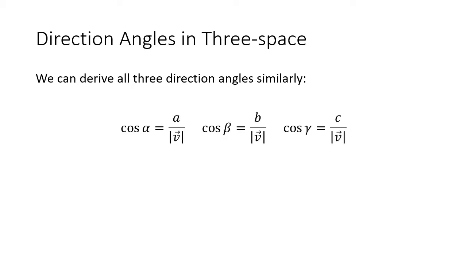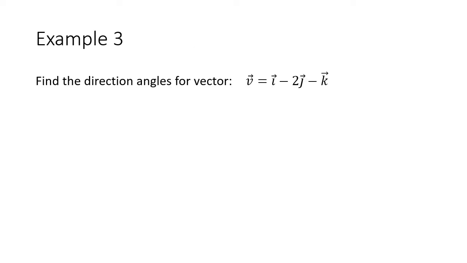I could apply that same process and that same logic and find out that cosine of beta is b over the magnitude of v, and cosine of gamma is c over the magnitude of v. And now I can use that to find direction angles for any vector. So for example 3, let's say I have this vector i hat minus 2j hat minus k hat. And I want to find the direction angles.